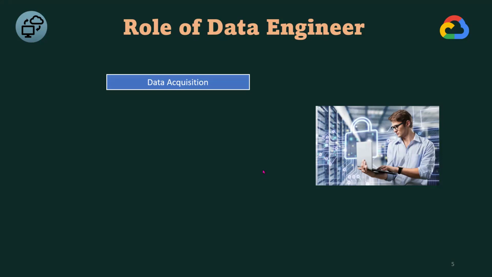Okay, so we need to think about how, while extracting the data, we can make sure we are not missing any records. If we are missing some records, how do we ensure that the data is not missed? Such things we need to ensure in data acquisition.